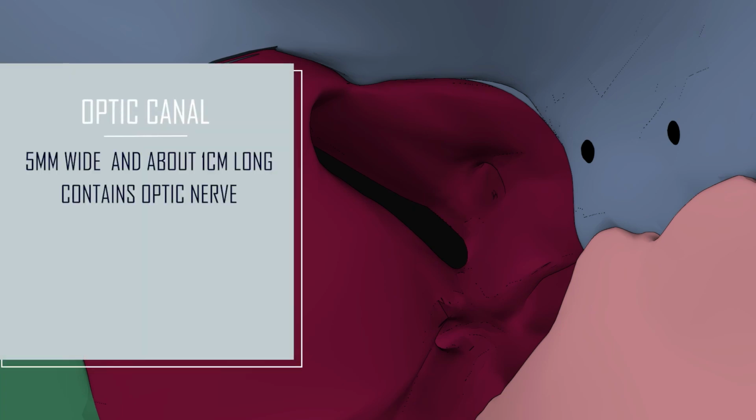Optic canal is located at the apex of the orbit, medial to superior orbital fissure. It is 5 millimeters wide and about 1 centimeter long. It contains the optic nerve.